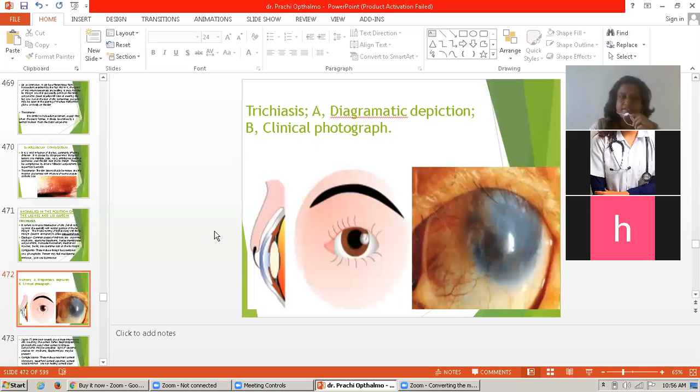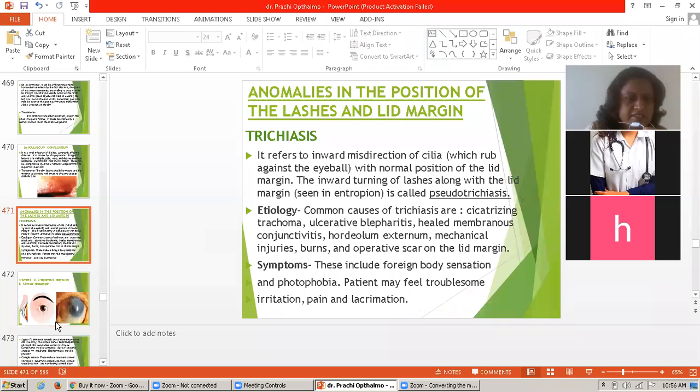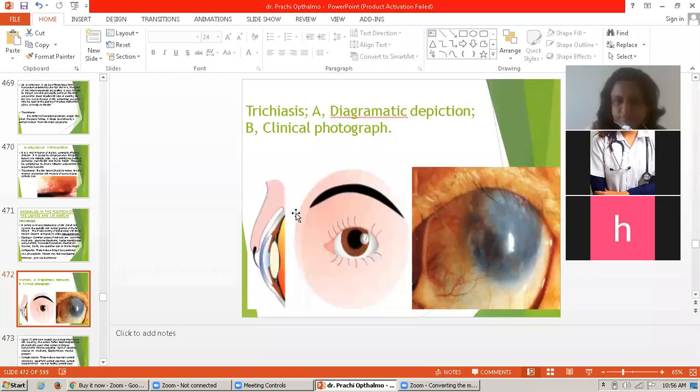Now we can see a diagram of trichiasis. Firstly, this is A, the diagrammatic depiction, and the second one is the clinical photograph of trichiasis. In that we can see how there is an inward misdirection of the cilia. So this is the inward misdirection of the cilia.